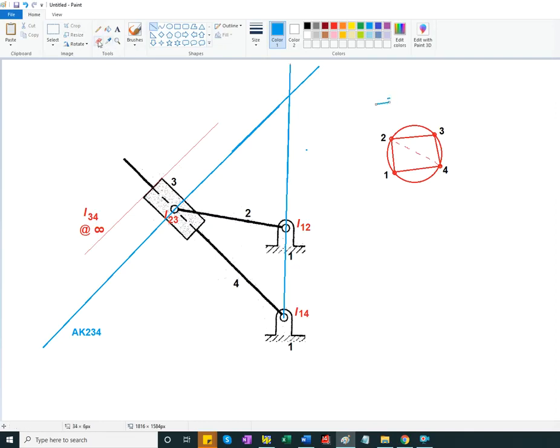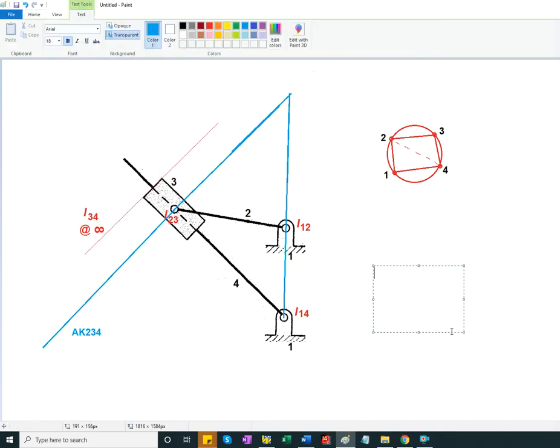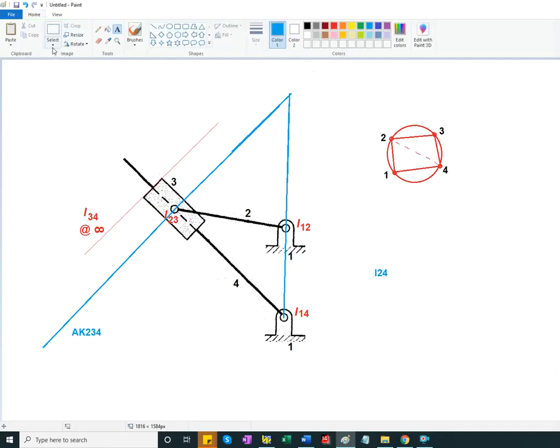Okay. Ooh, I wanted to erase some junk. Okay, so where the two lines intersect, I have the instant center that was missing, I 2, 4. Okay, so I 2, 4. Rectangular selection. And it's right here. So we've got it. We celebrate this on the circle diagram.